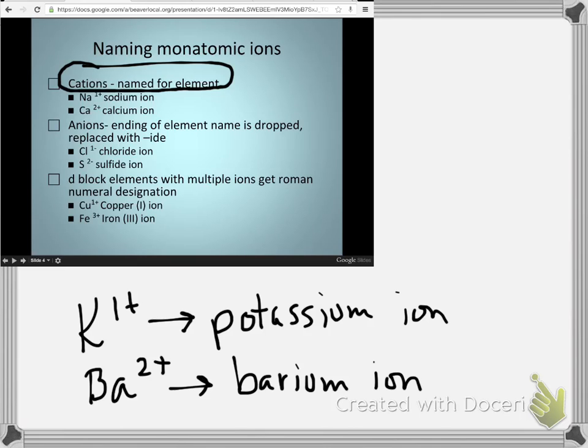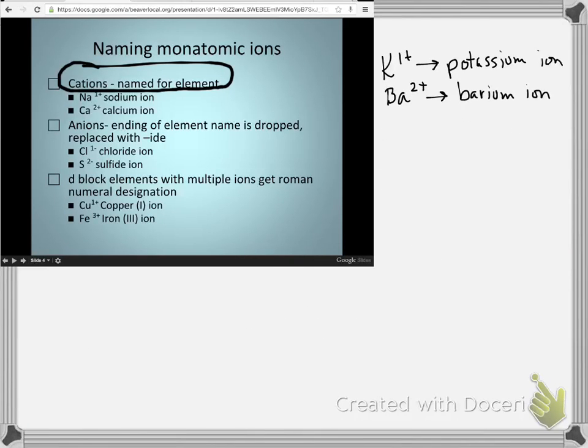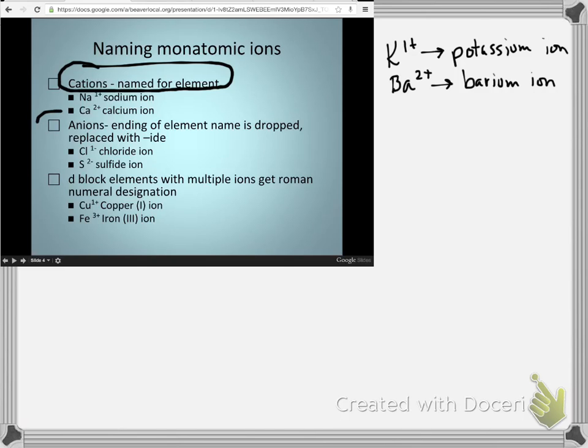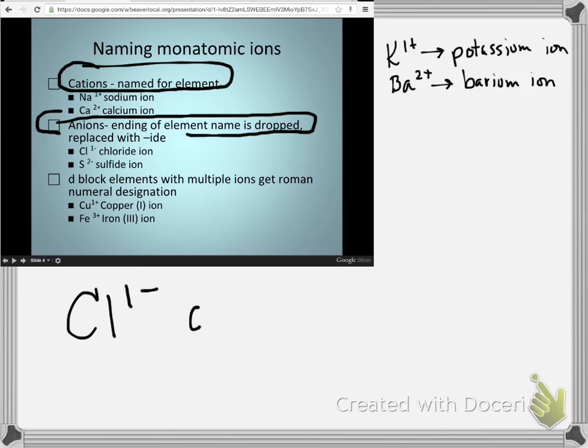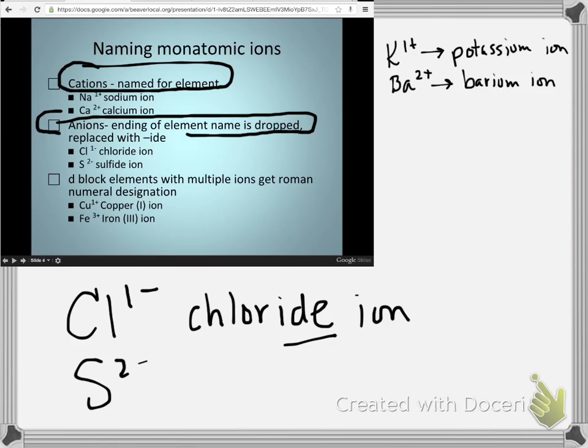It gets a little bit more interesting when we get to the anions. And I want to preach the gospel of paying attention to endings here. So when you have an anion, the ending of the element name is dropped and it gets replaced with IDE. So Cl1- is not a chlorine ion. It's a chloride ion. And S2- is not a sulfur ion, it's a sulfide ion.